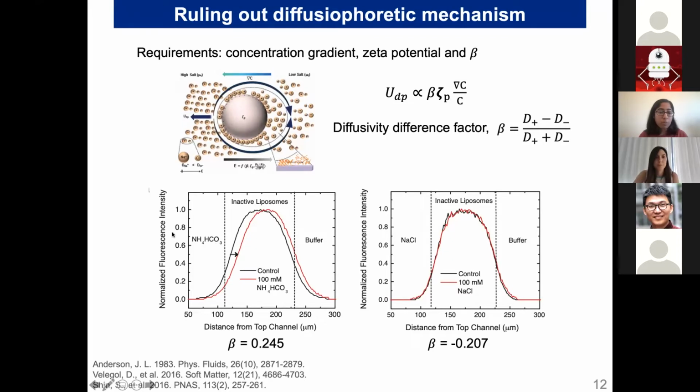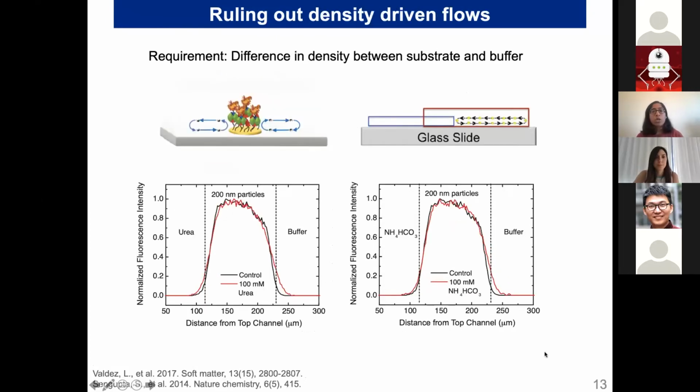So here, ammonium bicarbonate makes the liposomes move away from high concentration. But when we tested it with a beta negative, the opposite charged beta value salt, NaCl, we see that there is no movement. So from these experiments, it tells us that diffusiophoresis is probably not a dominant mechanism in our system.